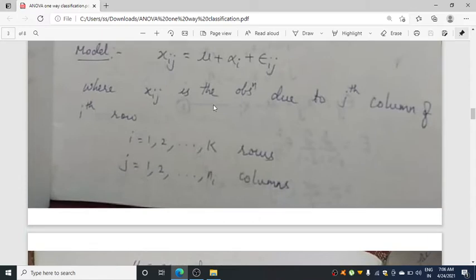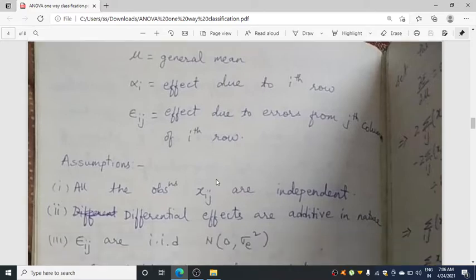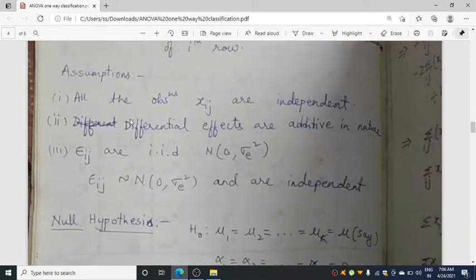Here xij is the observation due to the jth column of the ith row, for i equal to 1 to k row wise, and for j equal to 1 to ni column wise. Then after this you write mu is the general mean, alpha i is the effect due to the ith row, and epsilon ij is the effect due to error from the jth column of the ith row. So epsilon is the error, just remember. Next is assumptions. We discussed the definition, then the layout, and now we are discussing assumptions.